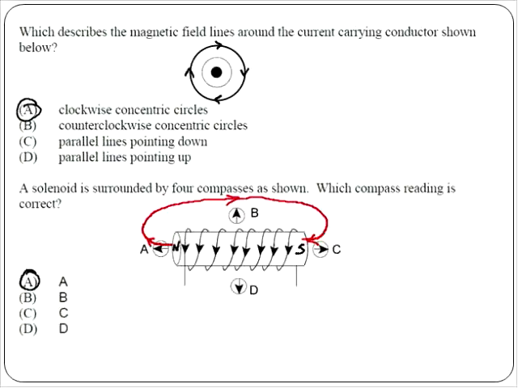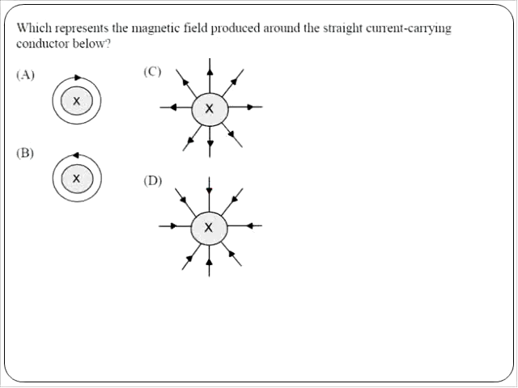For B to be pointing in the right direction, it would have to be pointing this way. But it's not. D would have to be doing the same thing. C would have to be pointing this way to be correct. There's the directions all those compass needles would point. So the only one that's actually shown in the right direction is A. All the others are pointing in the wrong direction. So that's how you do that. But you've got to remember what the shape is.